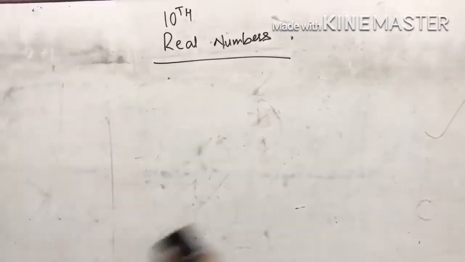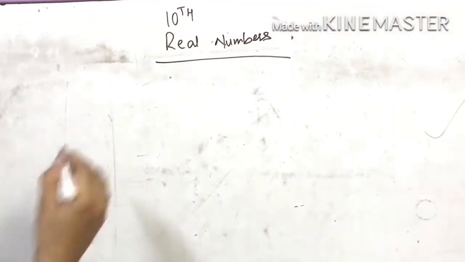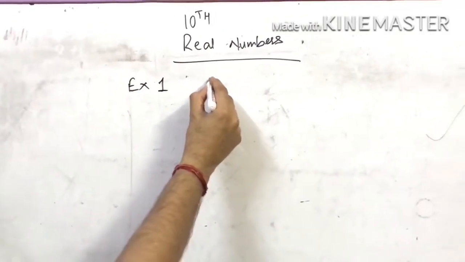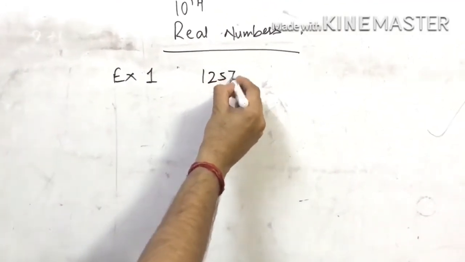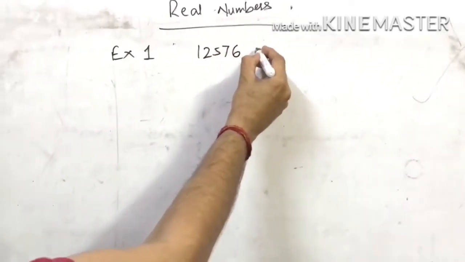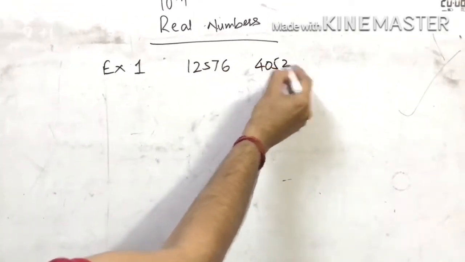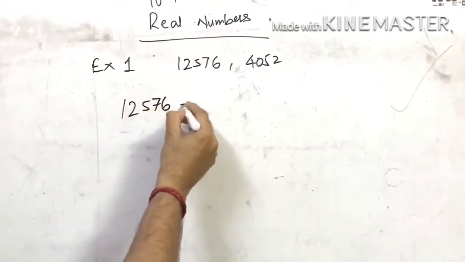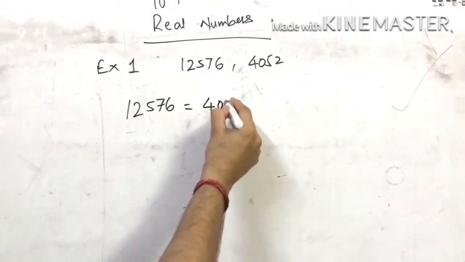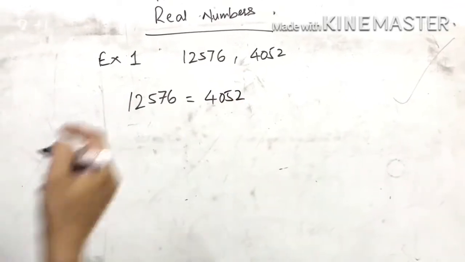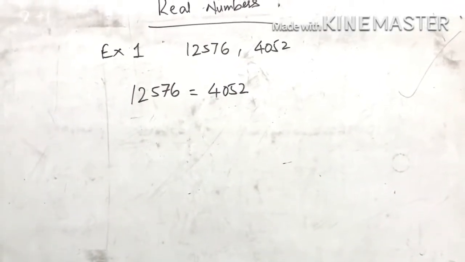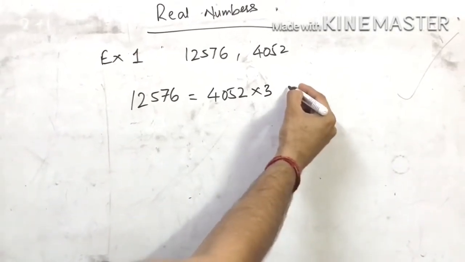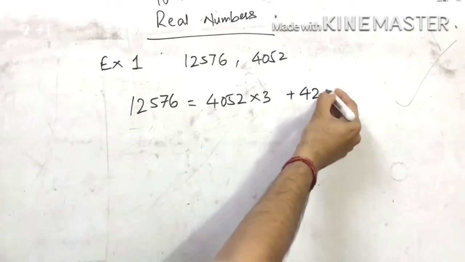Let's do example number 1, NCERT. Example number 1. So two numbers are given here, 12,576 and 4052. So bigger one is this, so this is your A. Now this will be your divisor, that is B. So by which number you should multiply, that should be very much closer to it, and whatever will be the remainder, multiply by 3, calculate it on rough paper, and you will get this remainder.